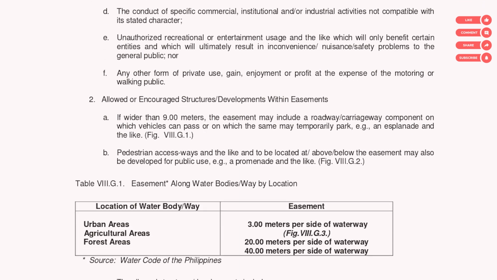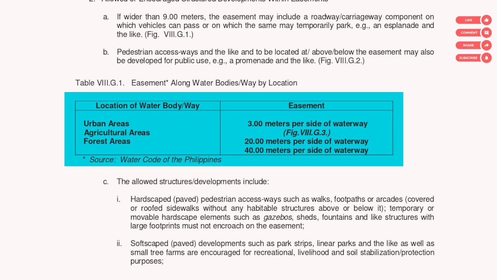Important thing I establish now is, gaano ba kalaki yung easement? So we know na yung land beside the body of water, gagawin siyang easement, right? Ang tanong ngayon is, how wide? Now, how wide yung strip of land na yun? Ito yung nakalagay sa water code.